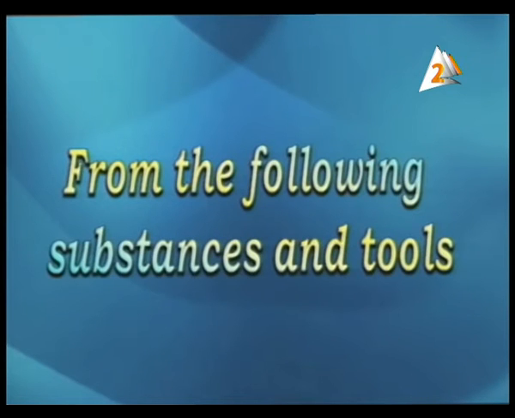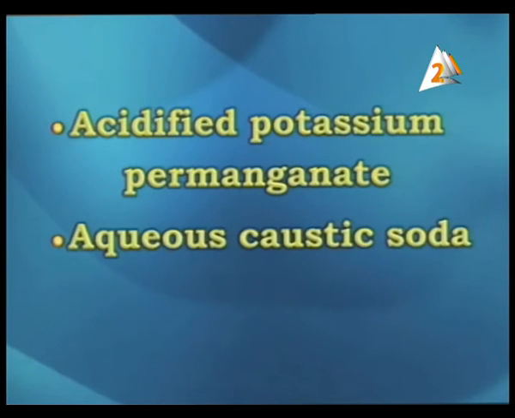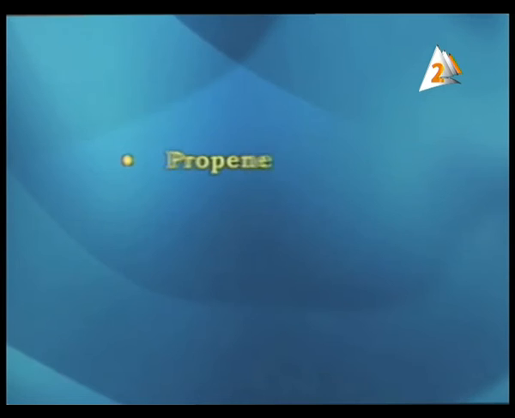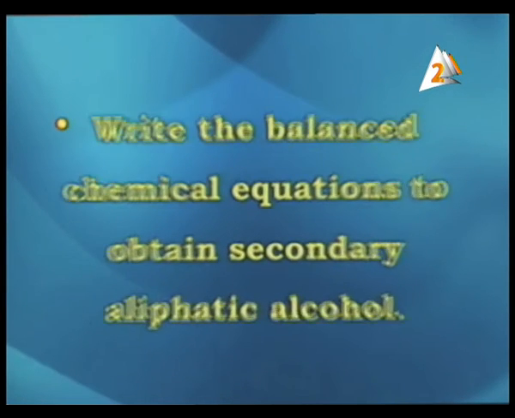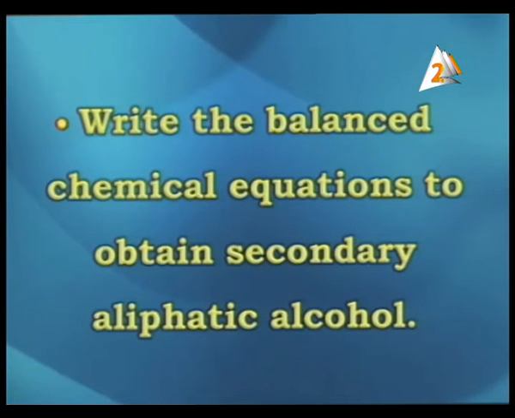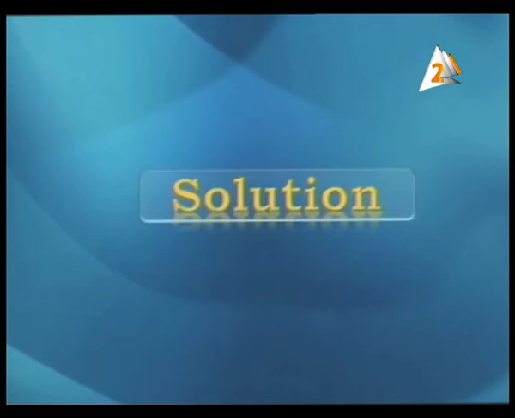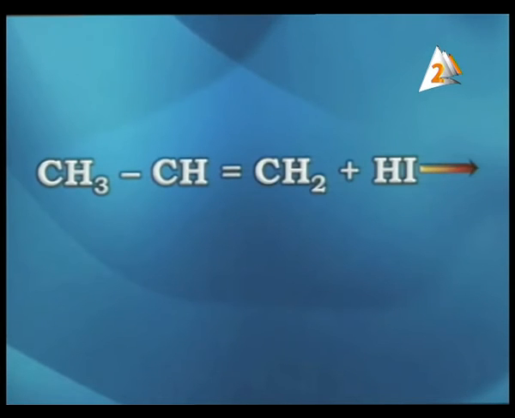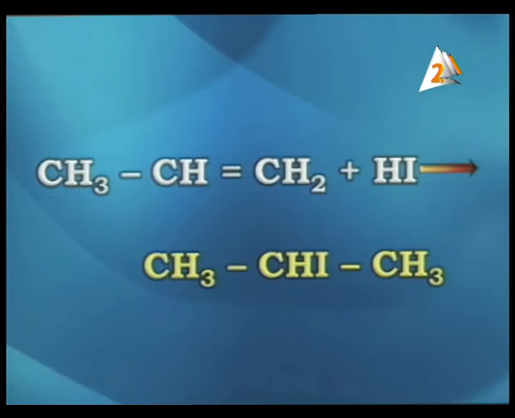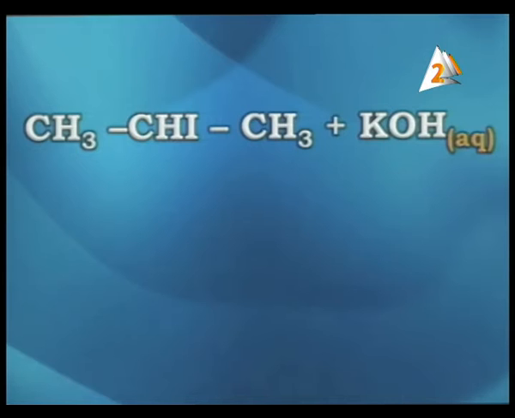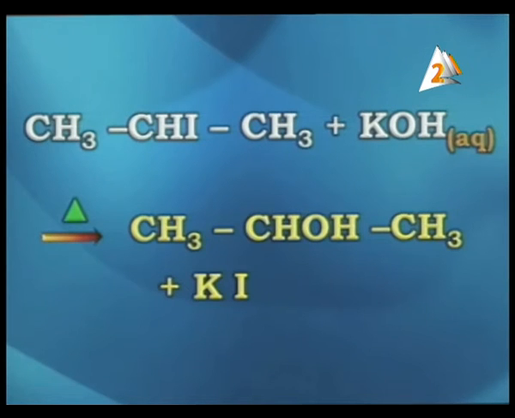My dear students, next type of question: from the following substances and tools, acidified potassium permanganate, aqueous caustic soda, hydroiodic acid, propene, benzene flame, write the balanced chemical equation to obtain secondary aliphatic alcohol solution. Here propene plus hydroiodic acid gives CH3CHI-CH3. Then CH3CHI-CH3 on alkaline hydrolysis with potassium hydroxide aqueous and heat gives CH3CHOH-CH3, which is 2-propanol, and potassium iodide.